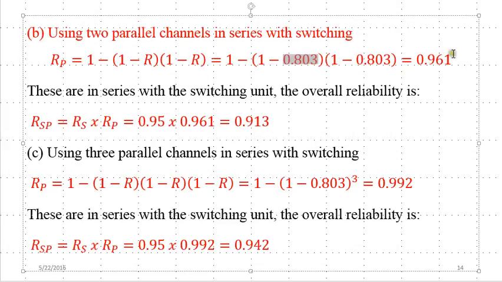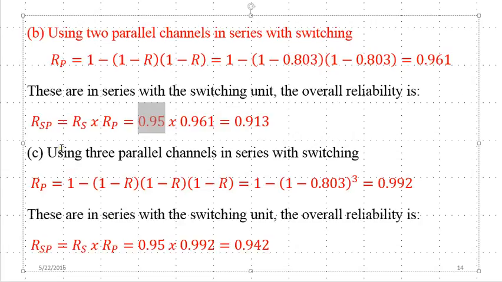But when I take 2, it improved from 0.803, which is 80%, to about 96.1%. And we know the 2 units are now being operated by a switch. So the switch is like in series with them, and the reliability of the switch is given as 0.95. So I should say my overall reliability, taking the switch into consideration, should be the product of this and 0.95, which gives me 0.913. Why do we get the reduction? It is because the relay is not perfect, the reliability is not equal to 1.